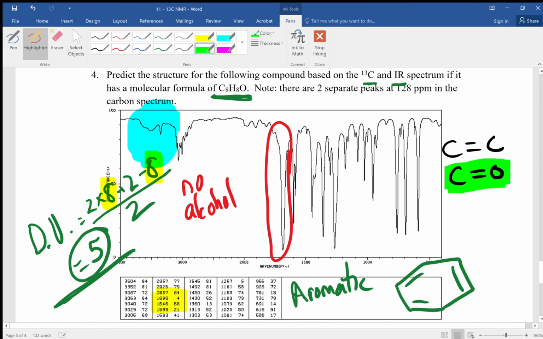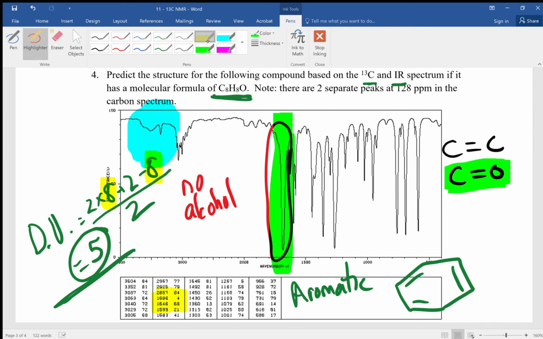Why? Well, this peak is very, very strong. And that's more indicative of a carbonyl than it is an alkene. But what will tell us for certain? Carbon 13 will tell us for certain. Alkene is going to show up in the same region as the aromatic ring, whereas a carbonyl is going to show up much higher.